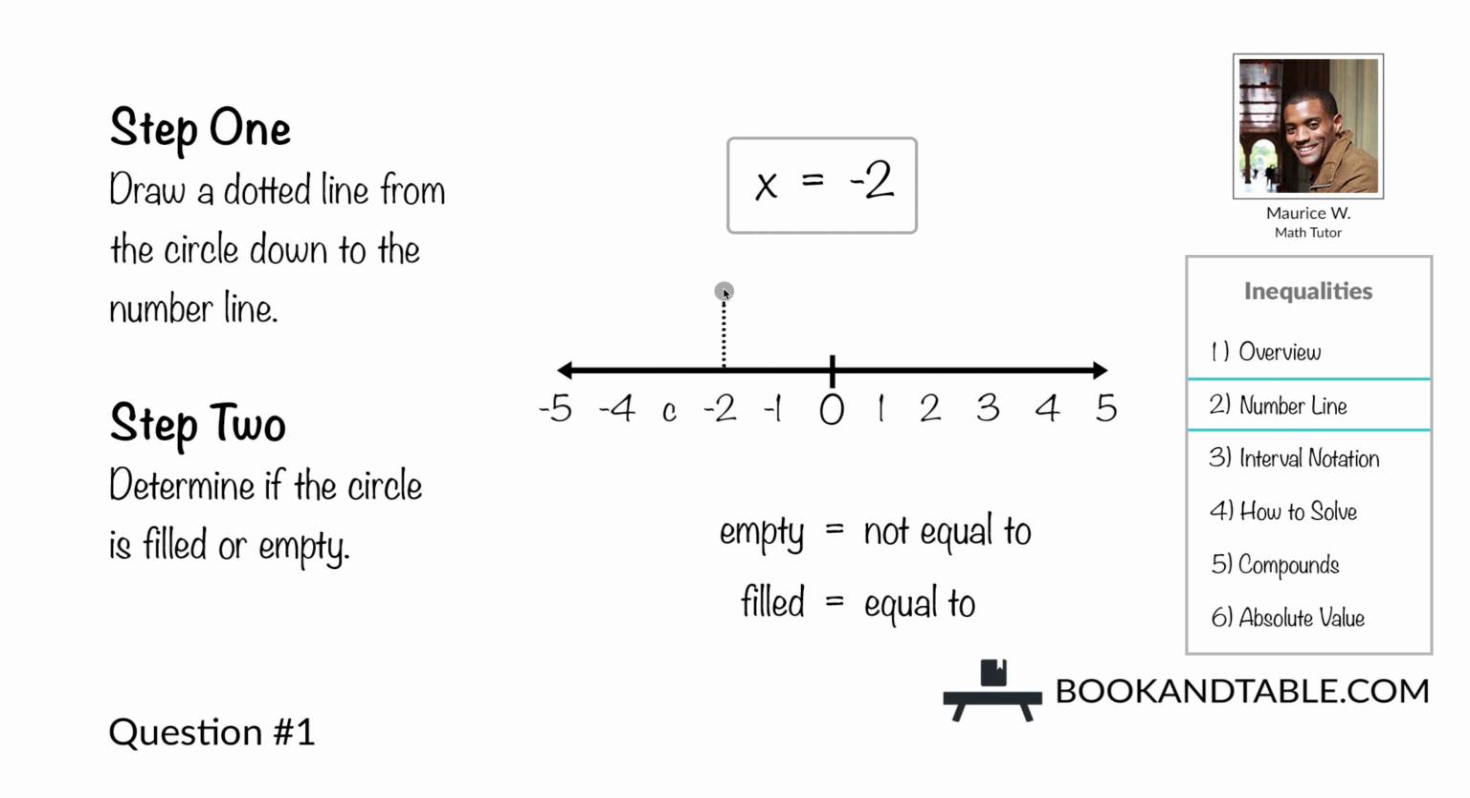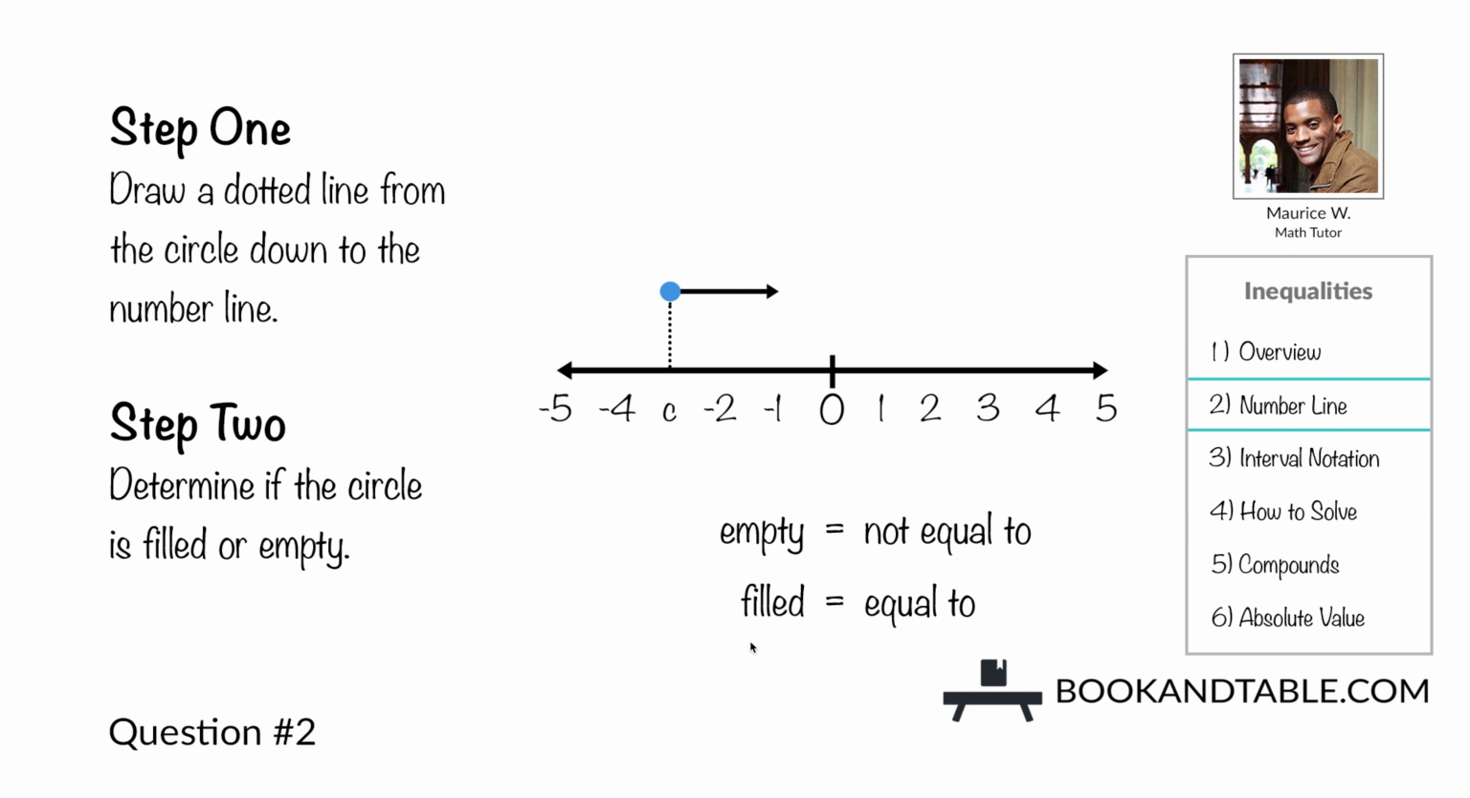So we see in this case, since there's no arrow, it's at this exact value, x is equal to -2. Again, since it's filled, we know that it includes this value, it's equal to. There's no arrow going to the left or to the right, so it's not less than or greater than. It's just equal to this exact value.